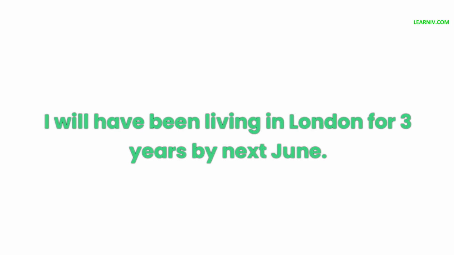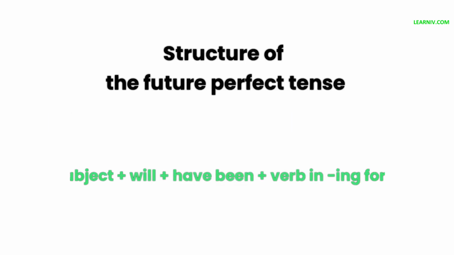The future perfect continuous tense is used to emphasize that I will have been continuously living there for a period, which will start in the past and continue up to a specific point in the future. This tense highlights the anticipated duration of my time living in London by that future time. Let's look at the structure of the future perfect continuous tense.